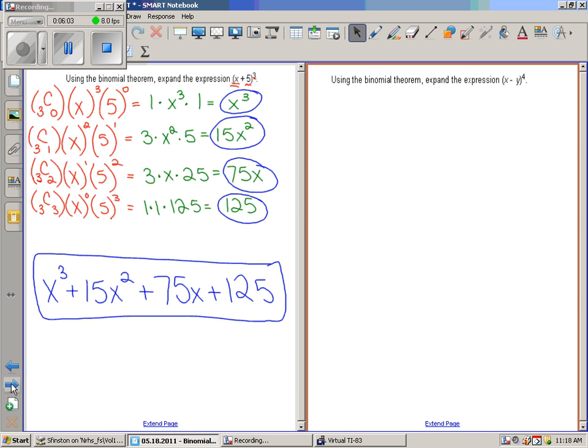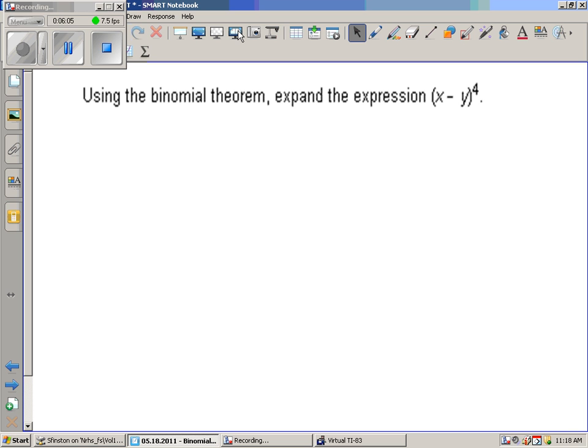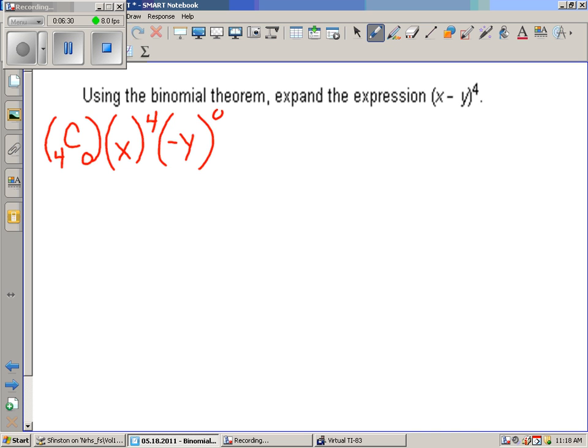Guys, let's play again one more time, something a little bit more difficult, but nothing too bad. Okay, now there's just a minus sign. But there's a 4, so what are we going to start with? 4C what, Henry? 4C 0. Good, starts at 0. Very nice. 4C 0, x to the 4th, negative y to the 0.